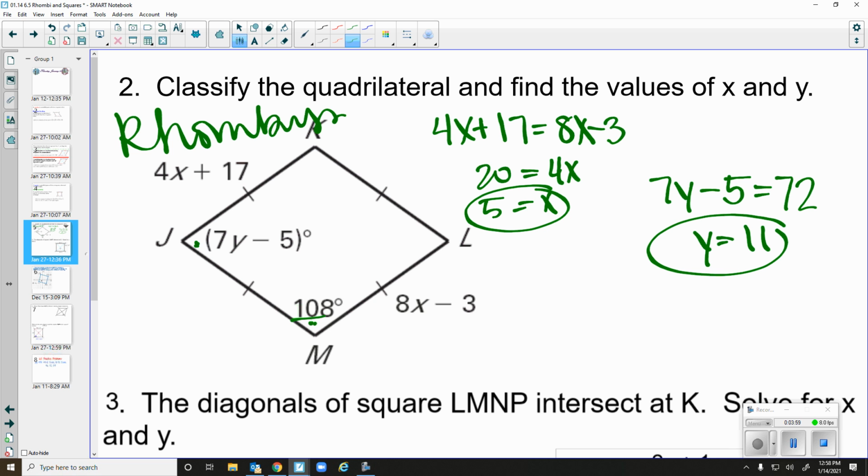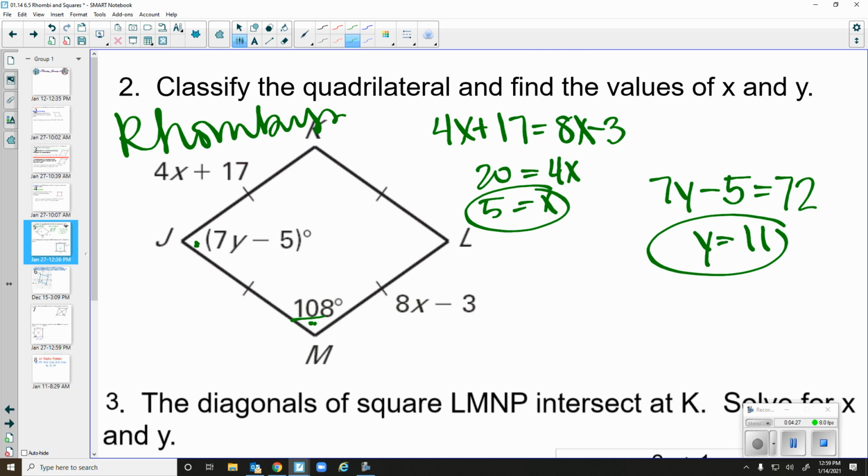So things to remember when we're solving this: a rhombus has its special characteristics, but it also has all of the characteristics of a parallelogram. So the diagonals bisect each other, the angles are supplementary, opposite sides are parallel. I feel like I'm missing opposite sides are congruent, because all the sides are congruent for a rhombus. I feel like I missed one, but all of those properties.